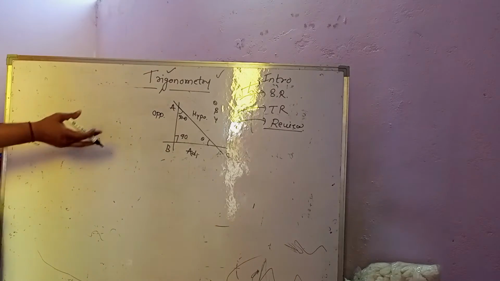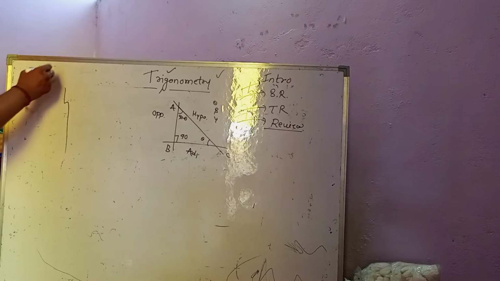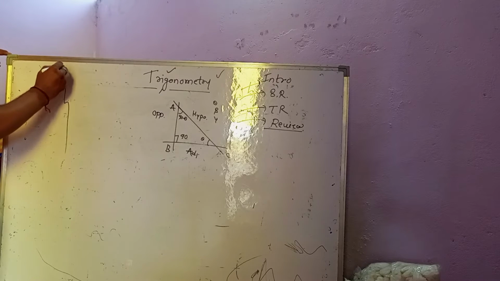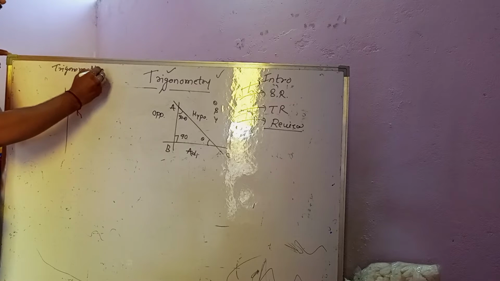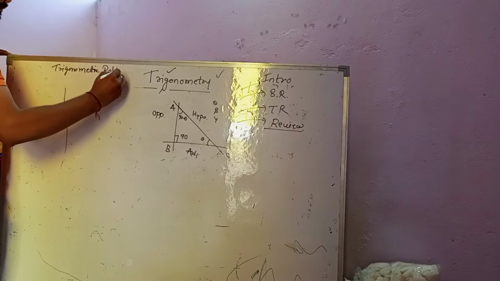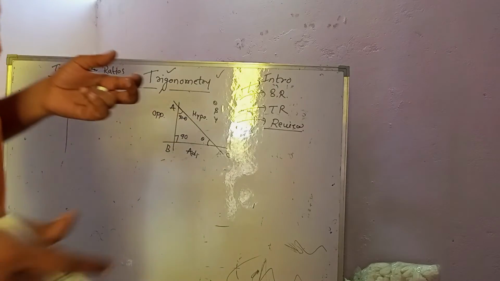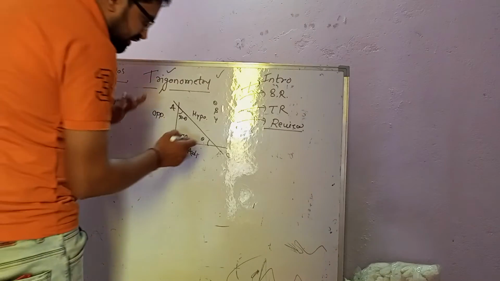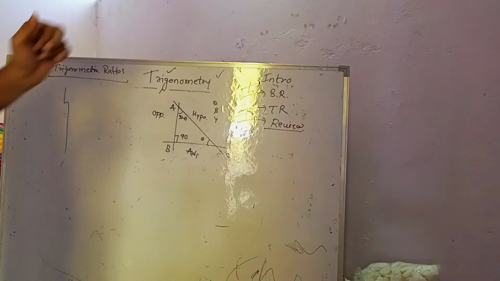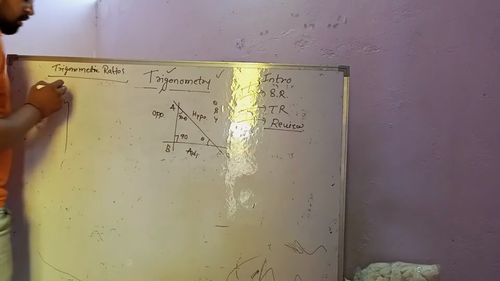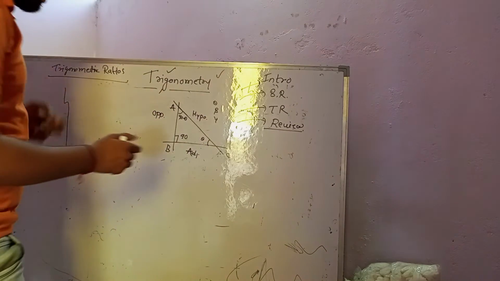Now let's see what a trigonometric ratio is. We have a few ratios. What is the actual meaning of trigonometric ratios? By using a trigonometric ratio, you can calculate this small angle by using the measure of two sides.